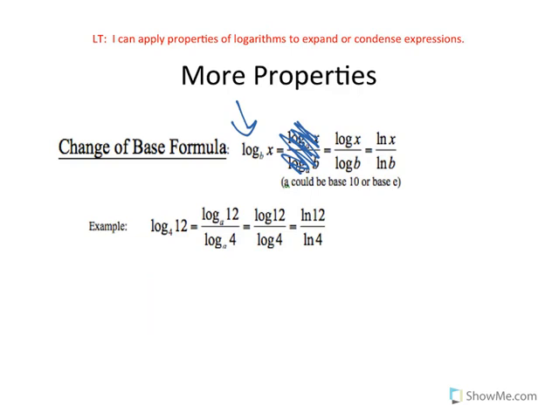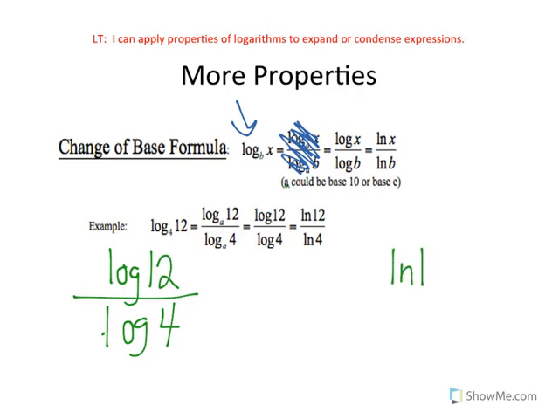Okay, so very quickly, if we look at an example down here at the bottom, we've got log base 4 of 12. Okay. Using the change of base formula, I can rewrite that as log of 12 divided by log of 4. Okay. I could also use the natural log. I could say the natural log of 12 divided by the natural log of 4. And those would be the same answer, which means I would take either one of those answers.